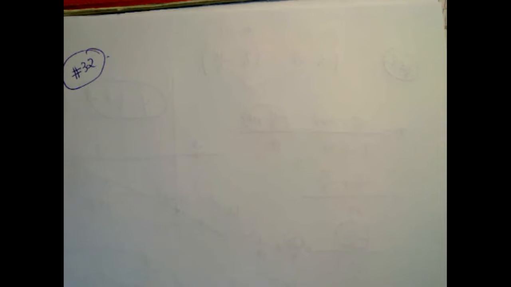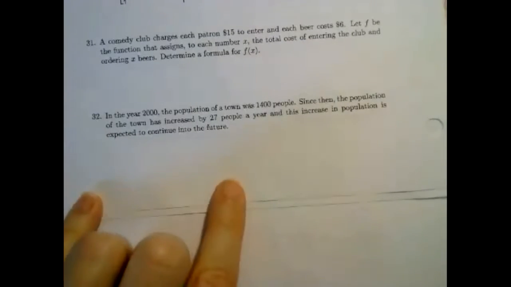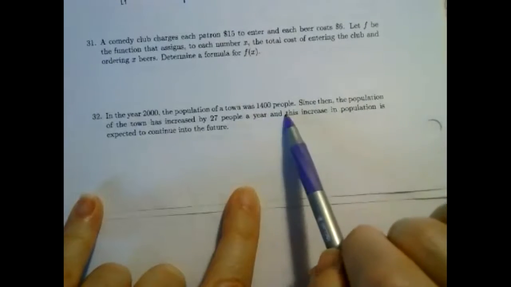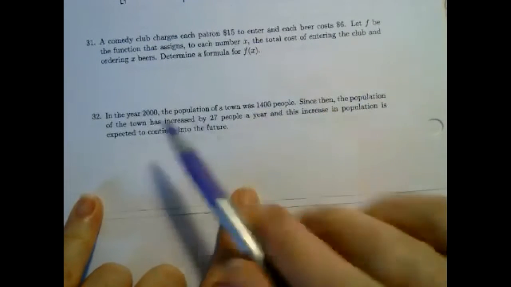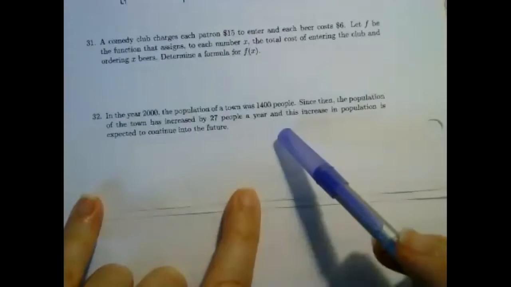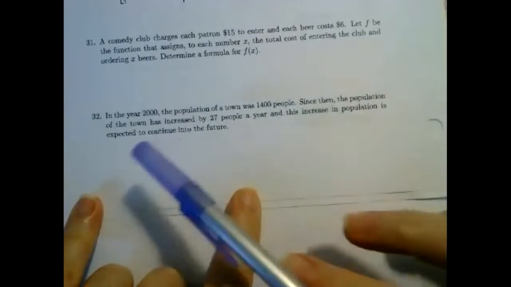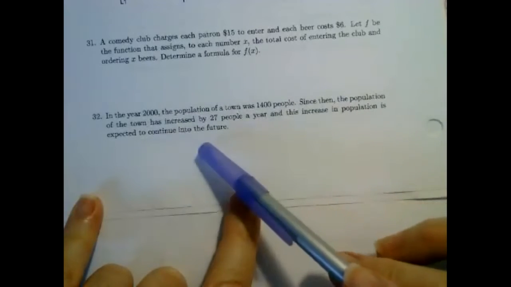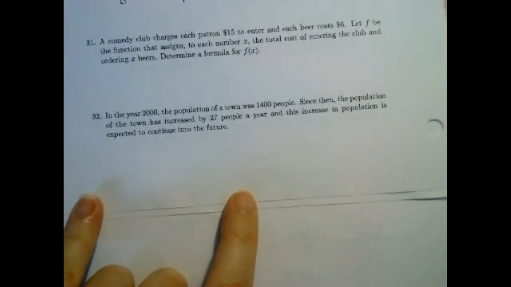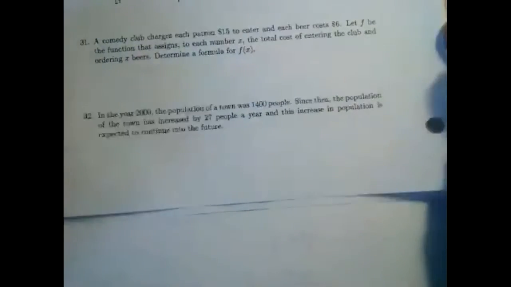Okay. So here there is a short story problem. Sorry, I'm picking up the pages from the book. 32. In the year 2000, the population of a town was 1,400. Since then, the population of the town has increased by 27 people a year. And this increase in population is expected to continue into the future. Meaning they are expecting the population to increase by 27 every single year. That's really what they are telling us.